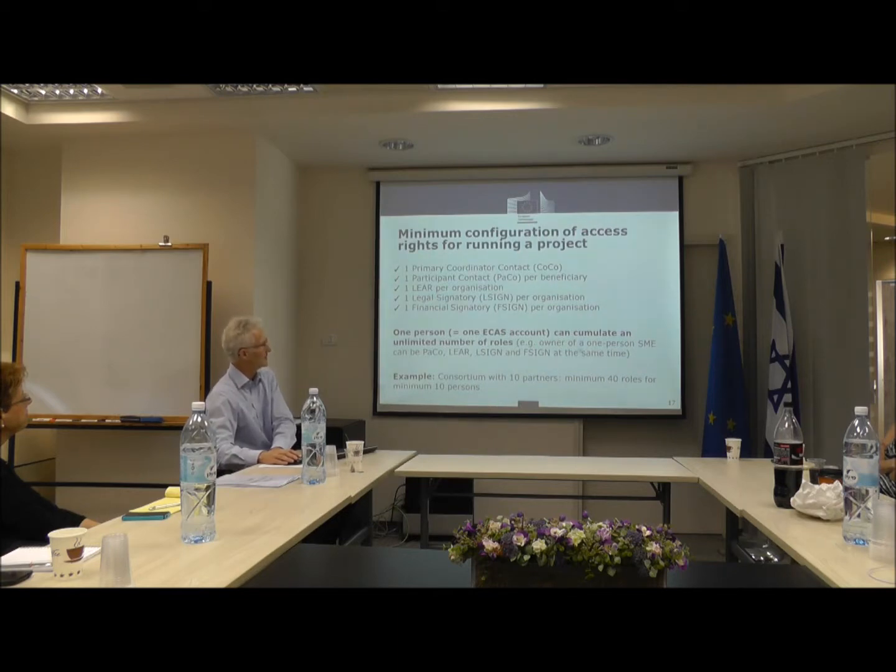So when you are indeed a one-person SME, you assign yourself the role of participant contact, LEAR, and signatory at the same time, and then you can run your program. In a consortium with 10 partners, there would be 40 roles to be assigned, and you need 10 persons, 1 per partner. But that's the minimum. You can have much more. You can have read-only roles. You can have a very dynamic assignment and revoking of roles, depending on the actual organization within it.